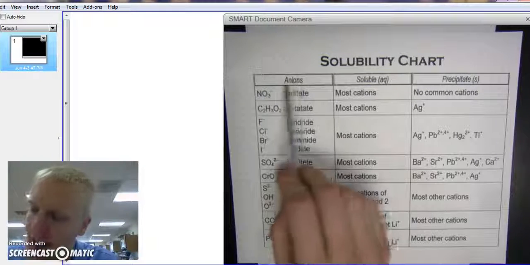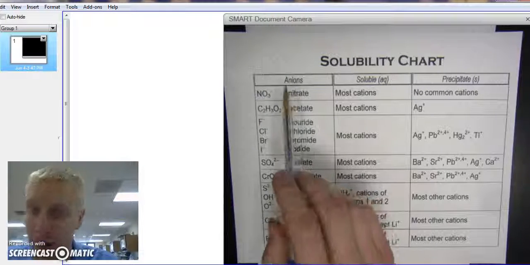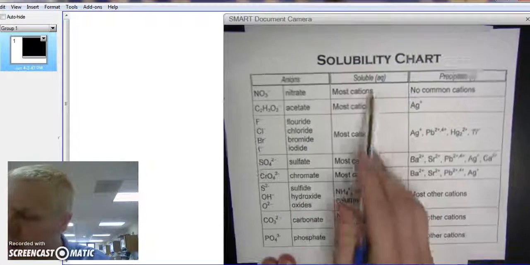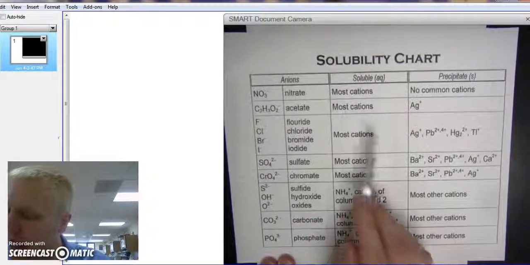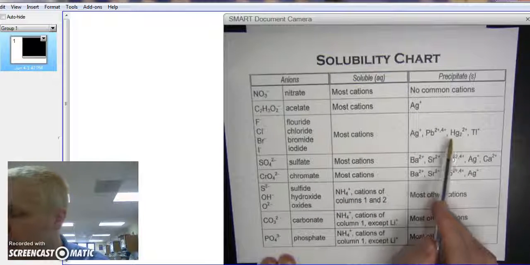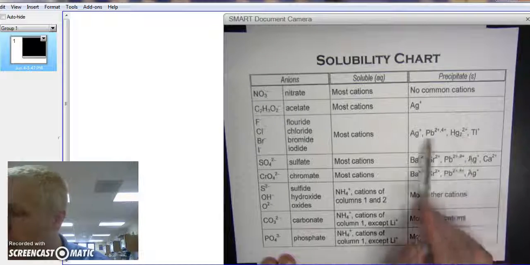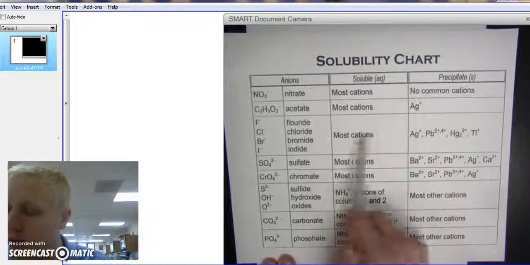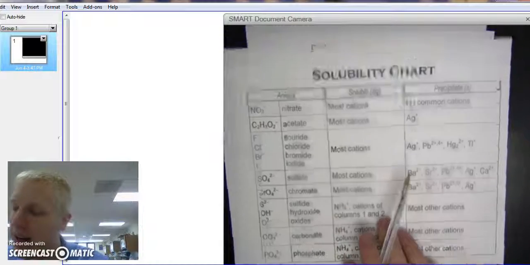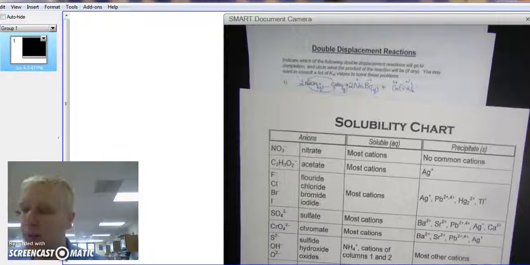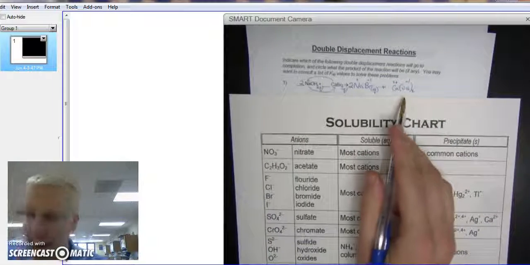For NaBr, this is the anion, so Br, the negatively charged one, it's right here, bromide, and it's going to be aqueous in most cations, but we're talking about Na. If Na was in this column right here, it would be a solid, but Na is not, so it falls under most cations, and we're talking about aqueous. NaBr is aqueous.